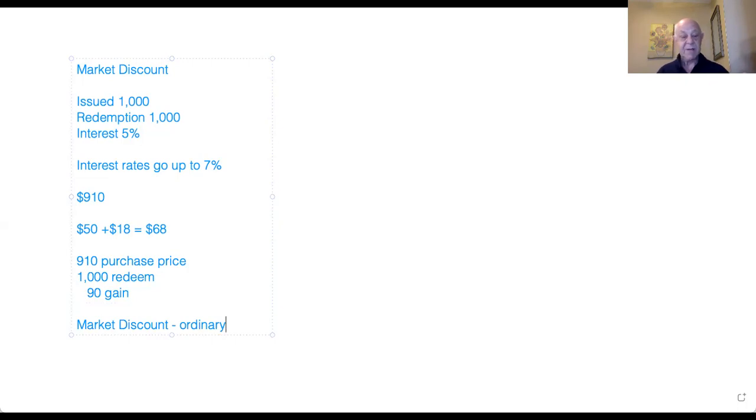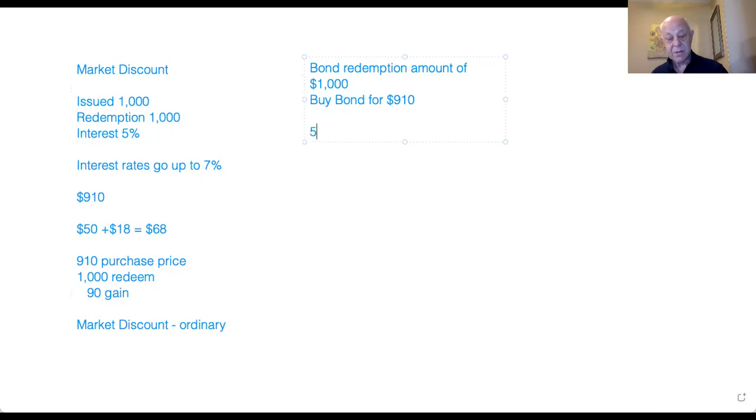Now, that's easy to see when I hold it to maturity. So again, let's assume that we have a bond with a redemption amount of $1,000. And we buy the bond for $910. And there are 5 years to go to maturity.